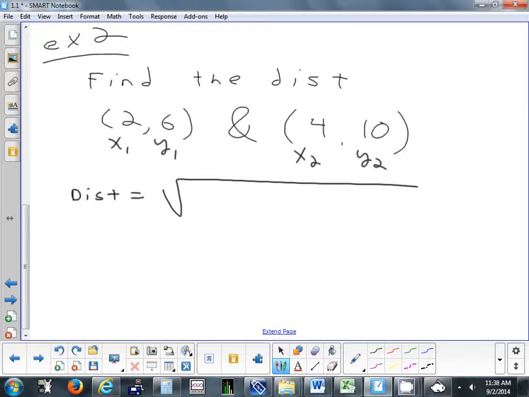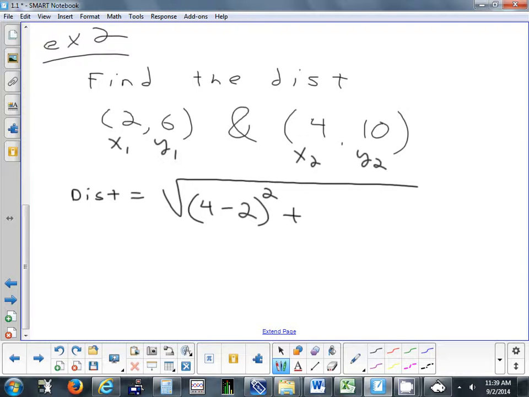Okay, so Amy, what's x2 here? 4? Minus, Sam, what's x1? 2. Now we have 4 minus 2. Yadira, what do we have to do with 4 minus 2? Square. Yeah, we got to square it. Okay, Tom, what symbol comes right after this before the next set of parentheses? Plus. We're going to add.